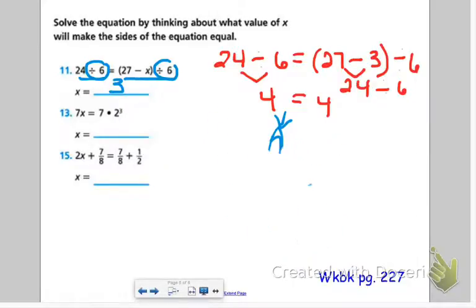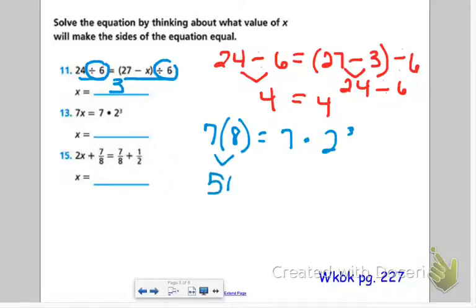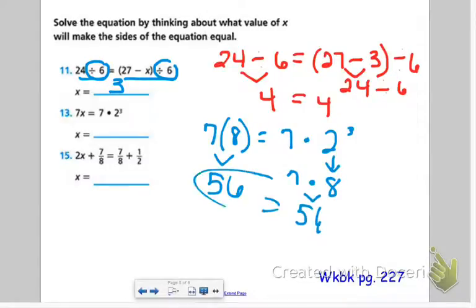I'm going to erase this. And let's go back to the original equation. Instead of 7 times x, we're going to do 7 times 8. And on this side, we have 7 times 2 to the third power. So 7 times 8 is 56. 2 to the third power is 8. And 7 times 8, well, there's your other 56. So 8 was the missing variable. x equals 8. And that works out because both sides are worth 56.